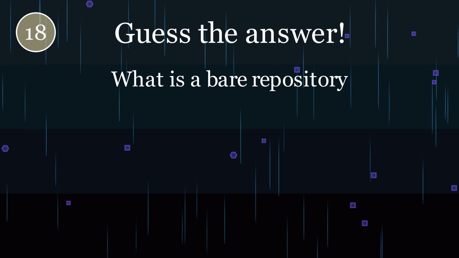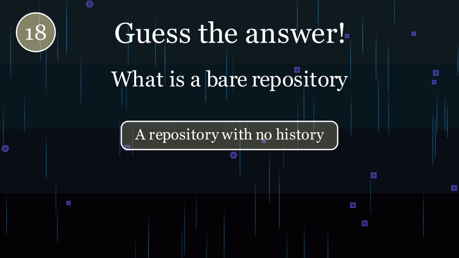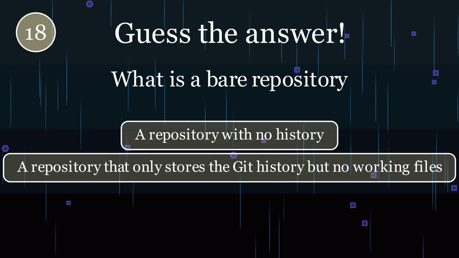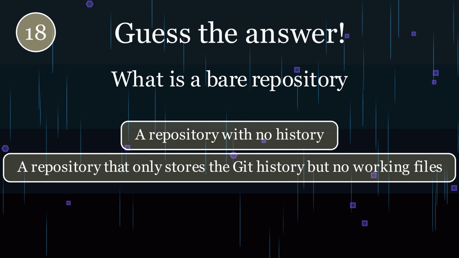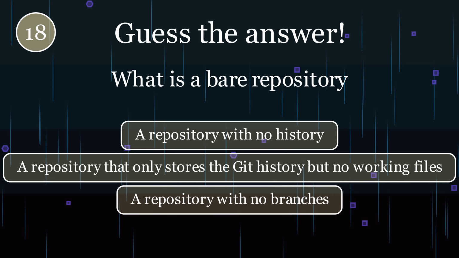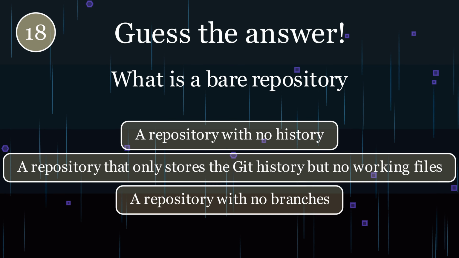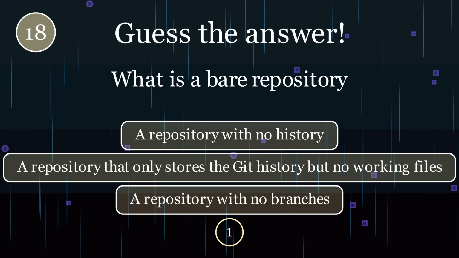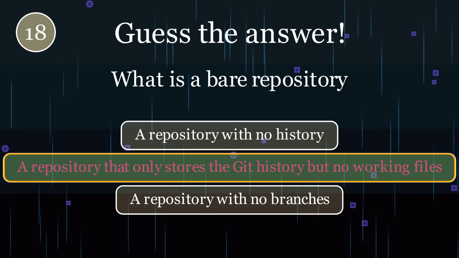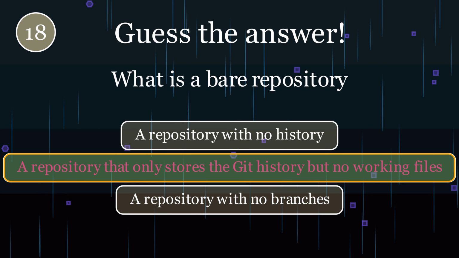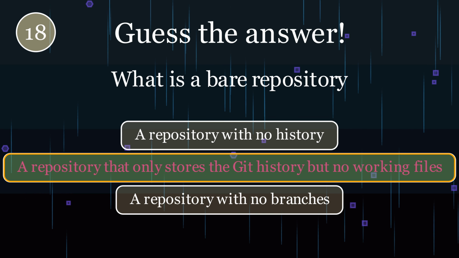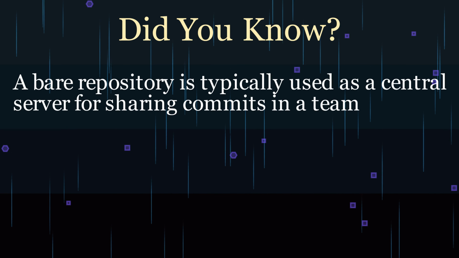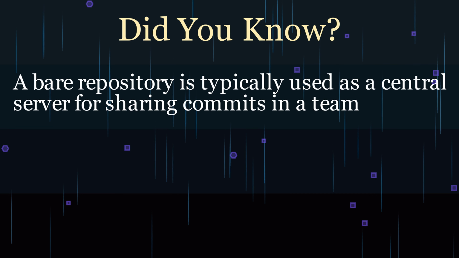What is a bare repository? A repository with no history. A repository that only stores the Git history but no working files. A repository with no branches. The correct answer is a repository that only stores the Git history but no working files. Let's learn something new: a bare repository is typically used as a central server for sharing commits in a team.